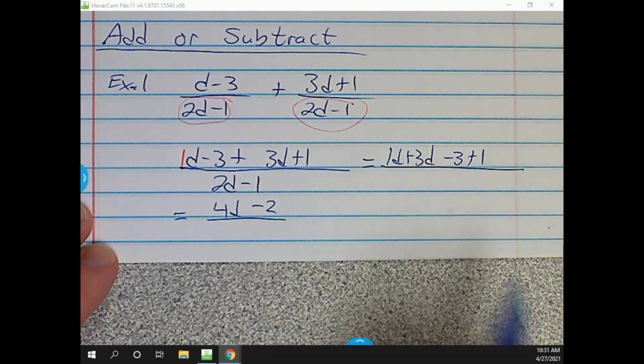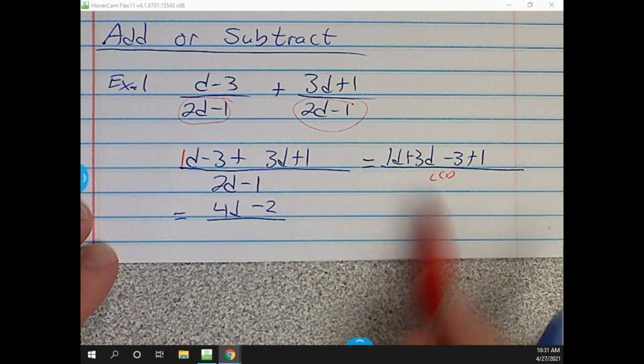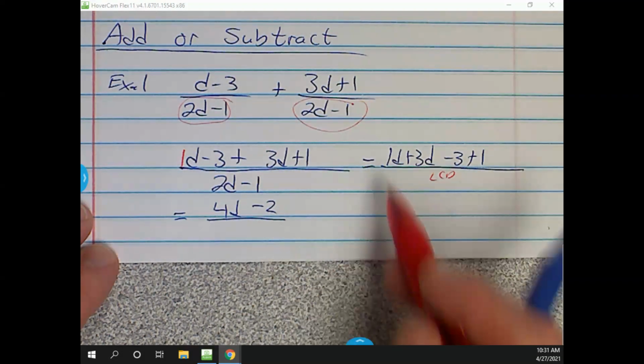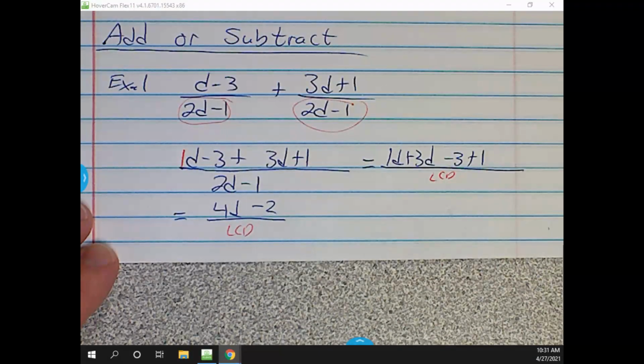And even sometimes when we're doing these problems, I'll just put LCD at the bottom just because that's what we're doing. Once you've got these things rewritten as one fraction, you don't even worry about the bottom part. You just worry about the top part, that you do everything up here that you can possibly do. And we can do the same thing here. We'll just put LCD.